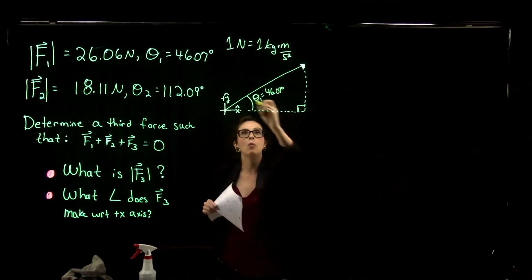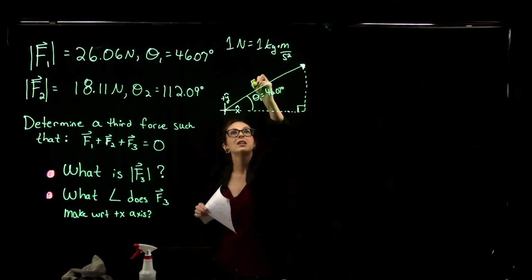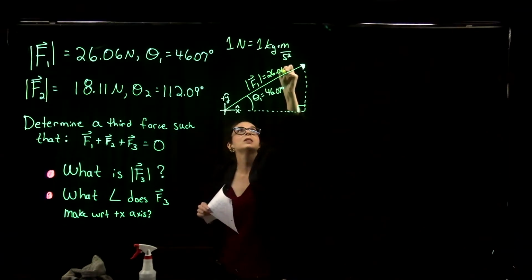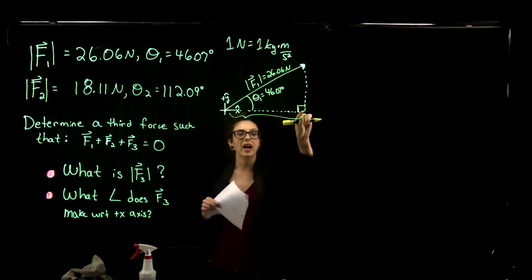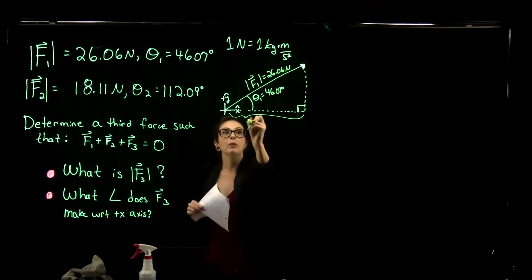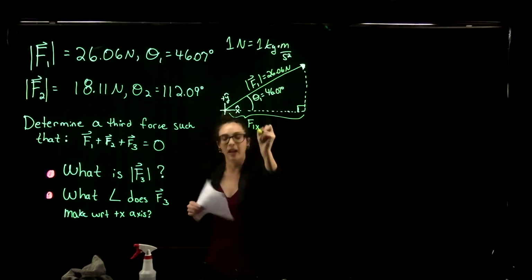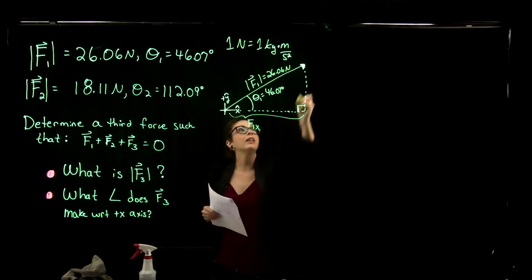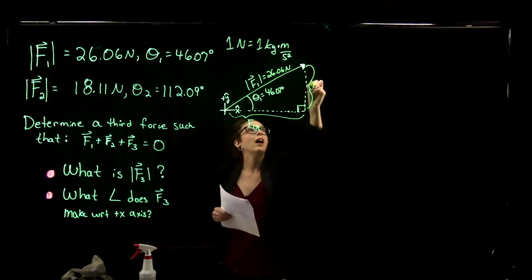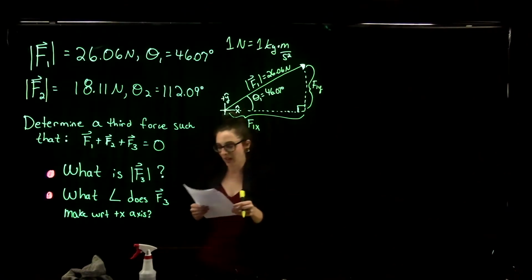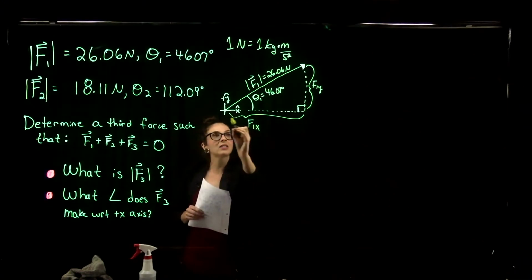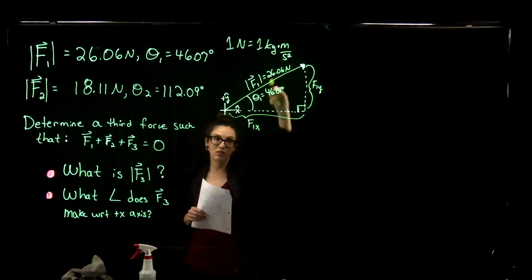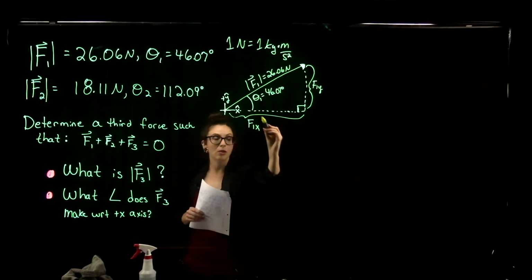So we have to figure out what the x and y components of this vector are. This is vector F1 with a magnitude of 26.06 newtons. This component along the x-axis of my vector, we are going to call F sub 1x. And we're going to call this component of my vector F sub 1y. If I look at this angle right here, I see that F1x, the x component of this vector, is adjacent to this angle.